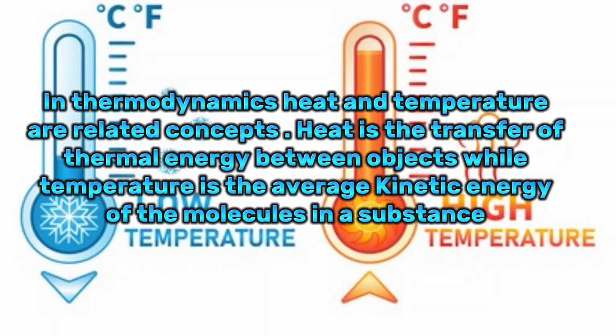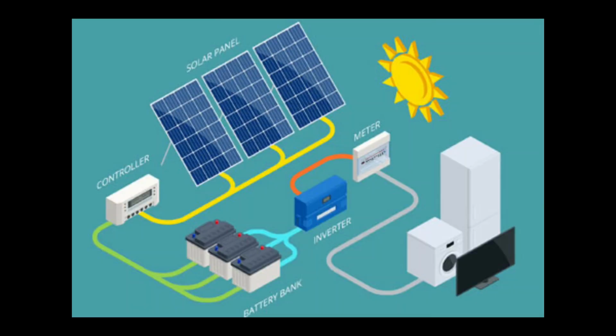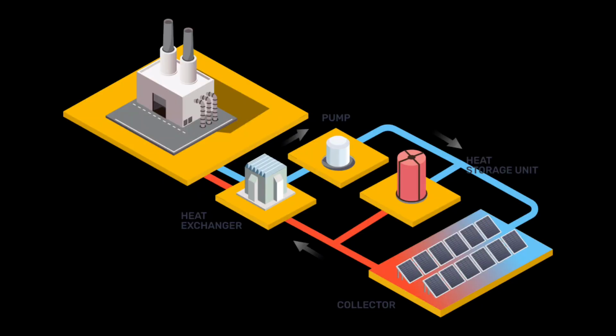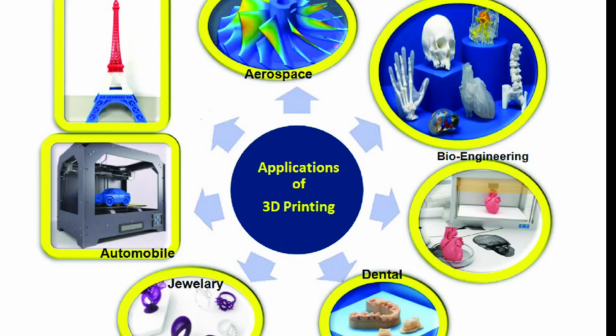The relationship between heat and temperature. In thermodynamics, heat and temperature are related concepts. Heat is the transfer of thermal energy between objects, while temperature is the average kinetic energy of the molecules in a substance. Use of heat: solar energy, industrial processes, medical applications.